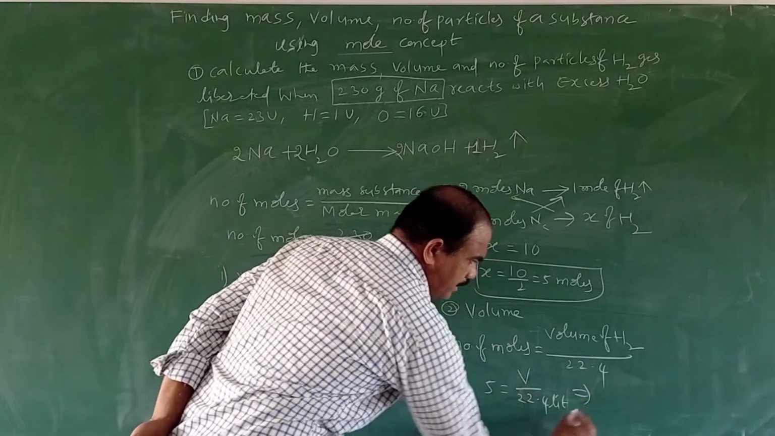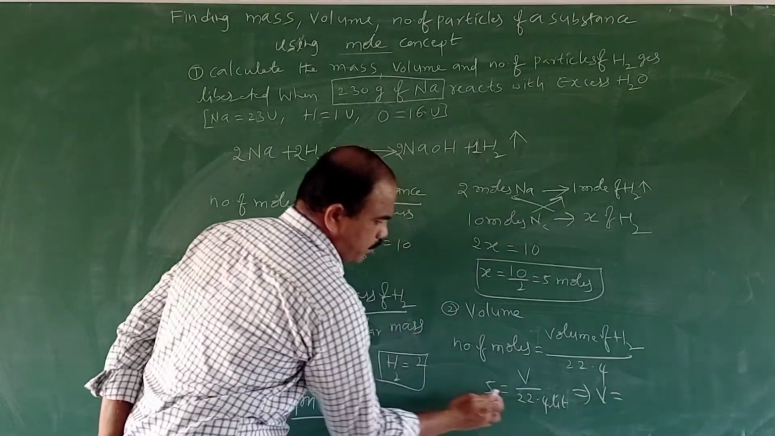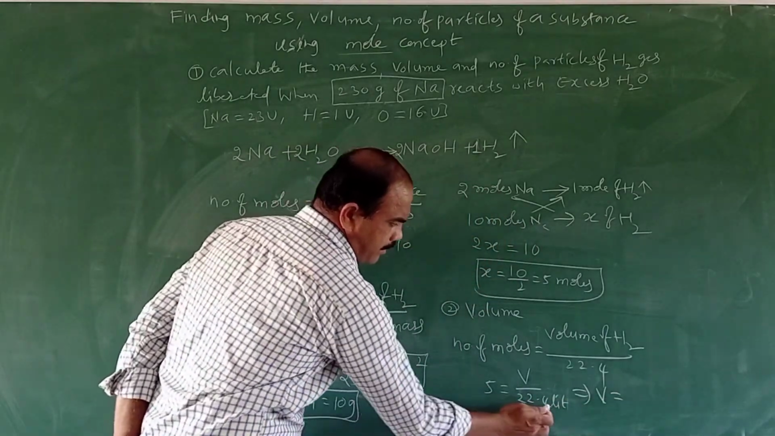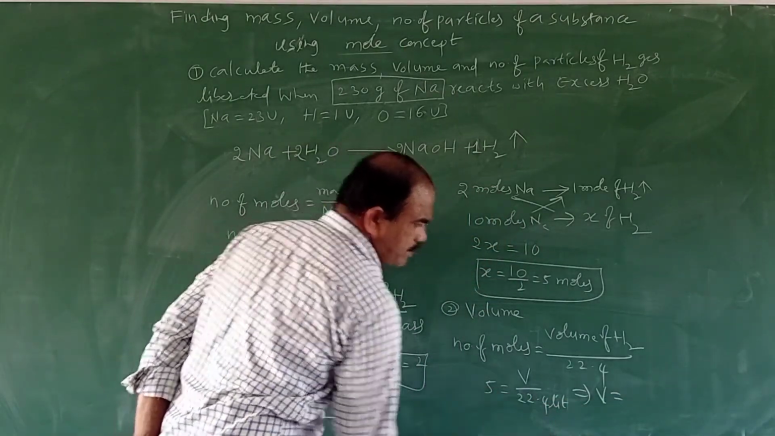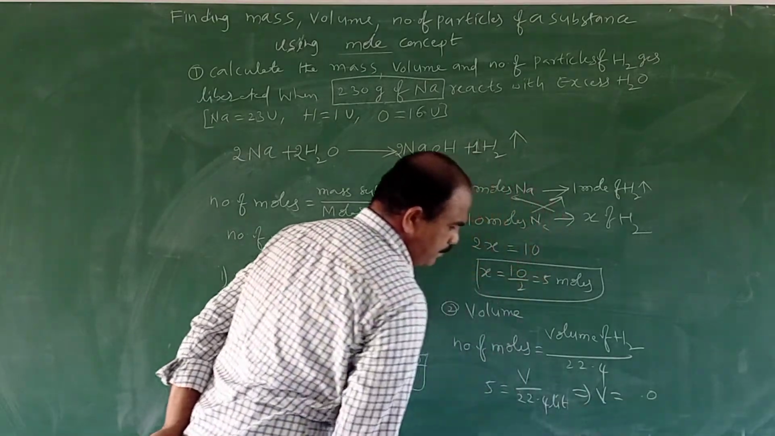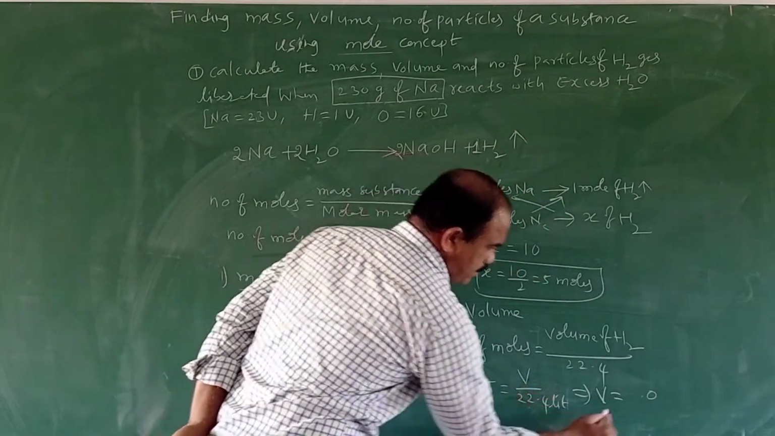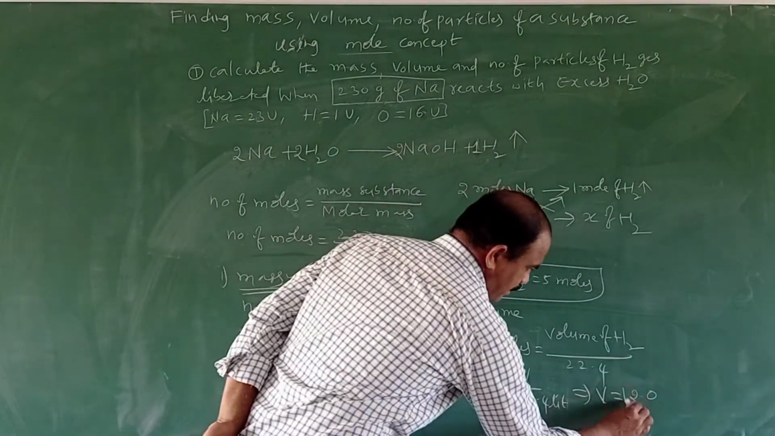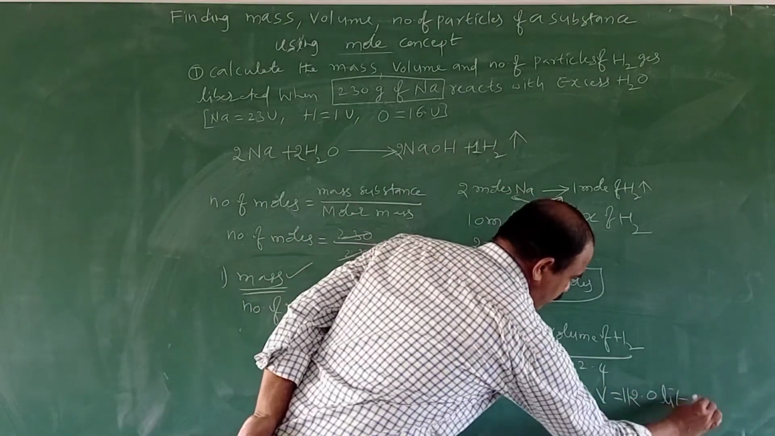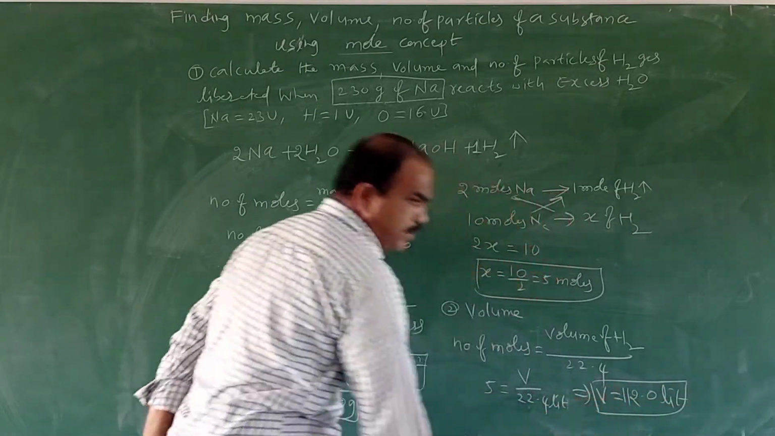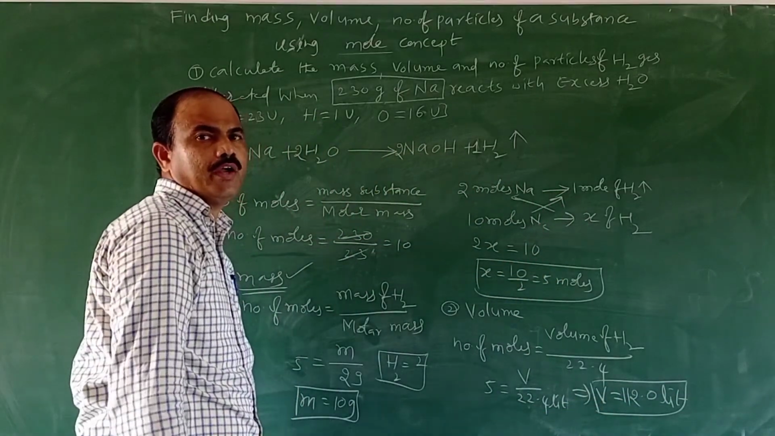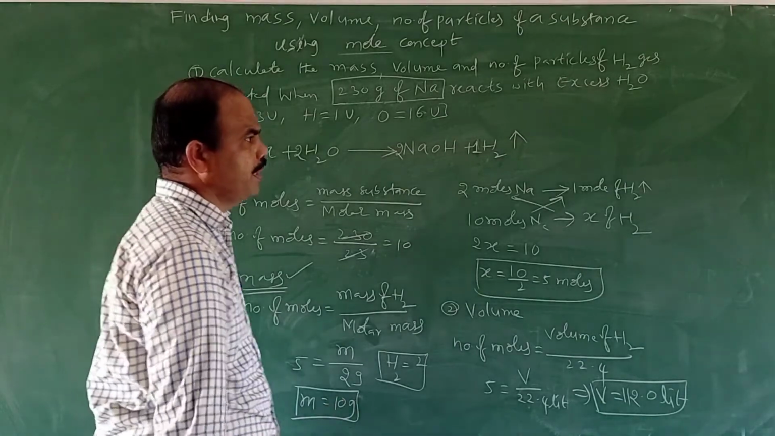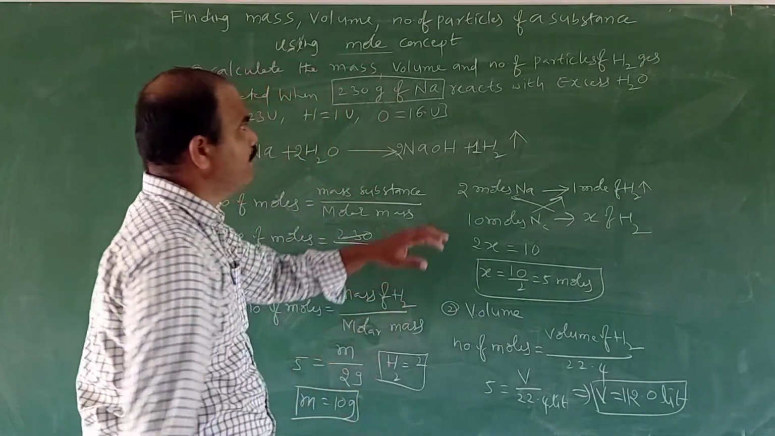When we do the cross product, the volume will be 22.4 into 5. 4 fives are 20. 5 twos are 10, 10 plus 2 is 12, plus 1 is 11. So how many liters? 112 liters. 112 liters of hydrogen gas will be liberated. And next, coming to the last one. What is the last one?